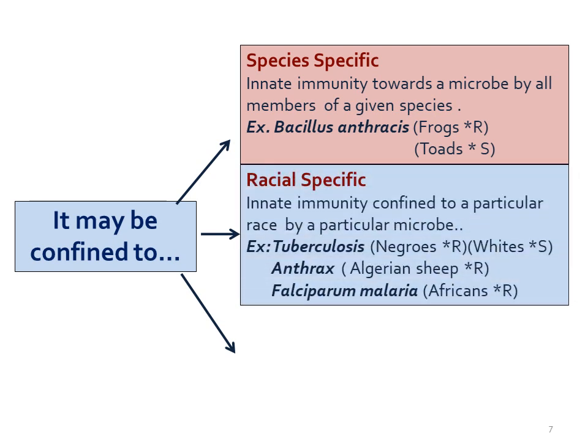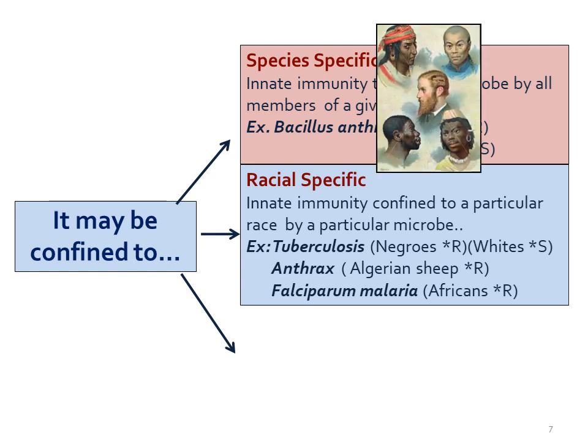And racial-specific innate immunity is confined to a particular race against a particular microbe. You all know that there are so many races in the world, and even though all of us are human beings, we have Negroids, we have Mongoloids, we have Egyptians, and we have Caucasoids or whites, so different races are there. The natural immunity is confined to a particular race by a particular microbe.